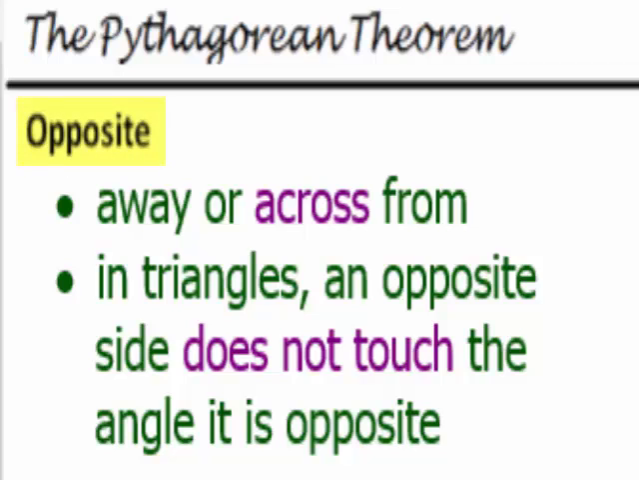Your first vocabulary word is opposite. An opposite side or angle in a triangle is going to be across from or away from that side or angle. If you think about opposite sides of the room, you can think about opposite in regular non-math life. In a triangle, an opposite side does not touch its opposite angle.